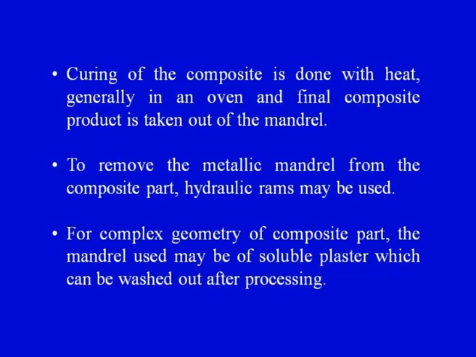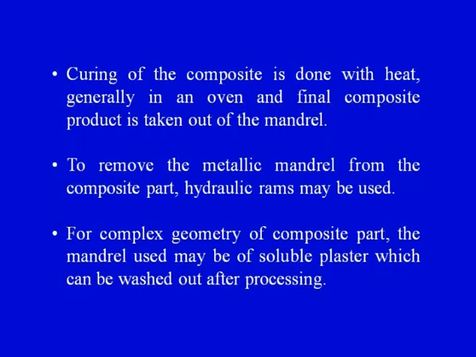To remove a metallic mandrel from the composite part, hydraulic rams may be used, which is another important way of removing the mandrel from the composite product. For complex geometry of the composite part, the mandrel used may be soluble plaster which can be washed out after processing. So one other type of mandrel material is suggested here which will help us easily remove the mandrel from the composite product, because here the composite has been wound over the mandrel. So the mandrel has to be removed later on in order to get the final composite product.